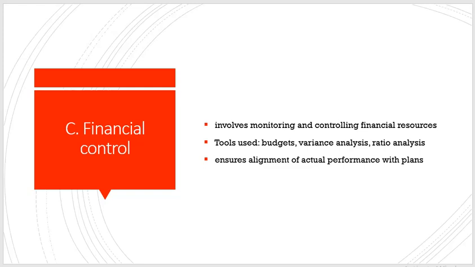So financial control shall involve the monitoring and controlling of our financial resources. We have to monitor them: are we overspending or not? And we should also control them. Now, to control such financial resources, we might need tools such as budgets. So that's why we prepare budgets. We might need variance analysis to see whether we are in a favorable or adverse position, and we might need ratio analysis.